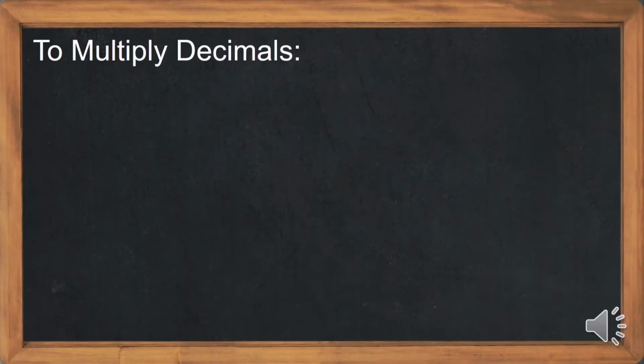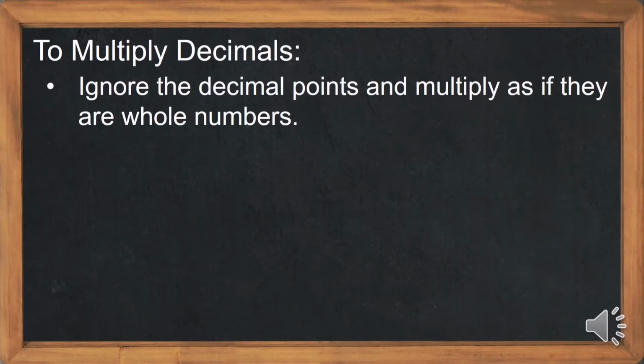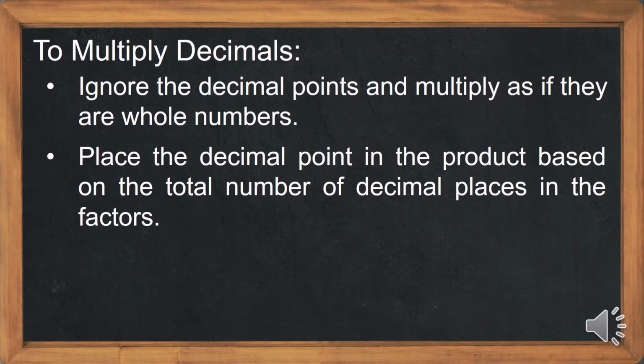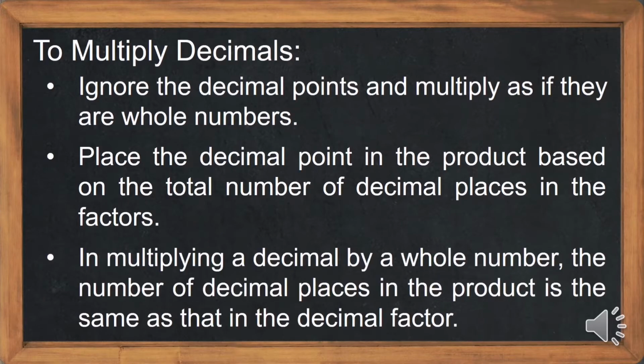To multiply decimals, dapat nating tandaan, first, we have to ignore the decimal points and multiply as if they are whole numbers. Second, place the decimal point in the product based on the total number of decimal places in the factors. And lastly, in multiplying a decimal by a whole number, the number of decimal places in the product is the same as that in the decimal factor.